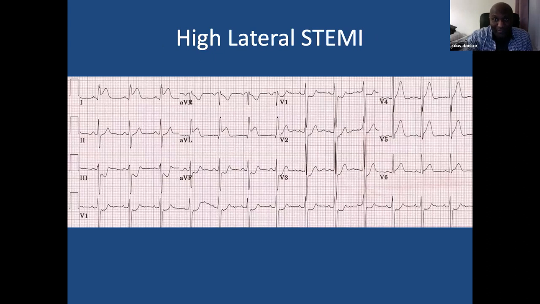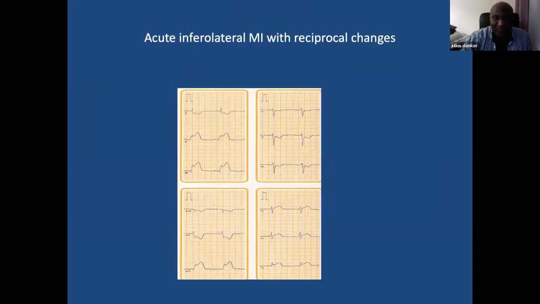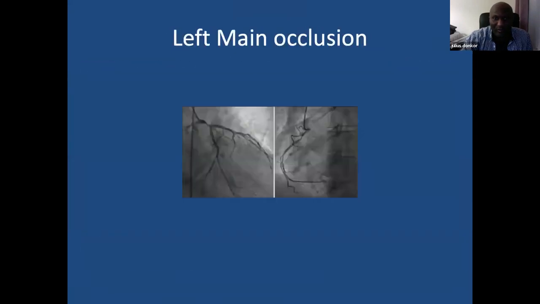So that's a high lateral STEMI. As I said, in a high lateral STEMI you're looking at your first diagonal branch coming from the LAD. You have your LAD, and these are the septal branches of your LAD, and your diagonals come off on the left side. Most people have either two or three diagonal branches. If it's high lateral, it's usually either your first diagonal or one of the obtuse marginals from your circumflex.